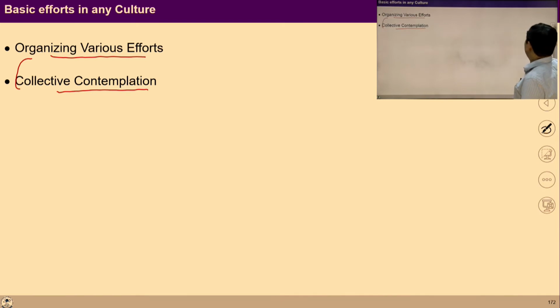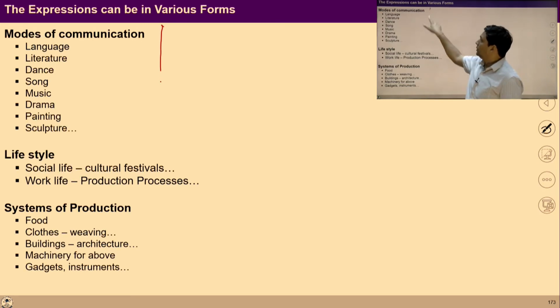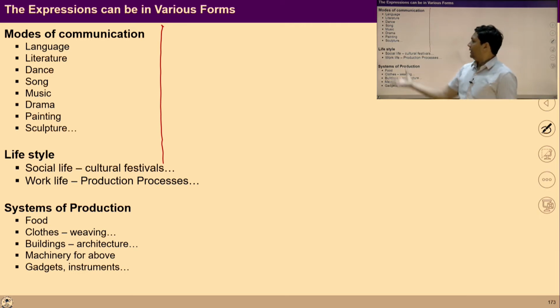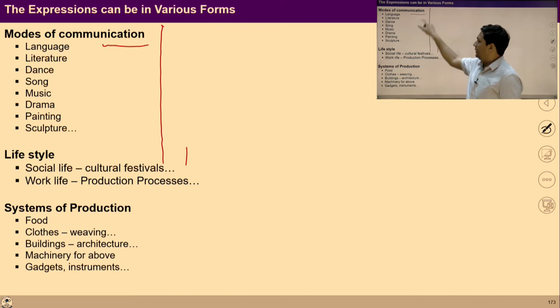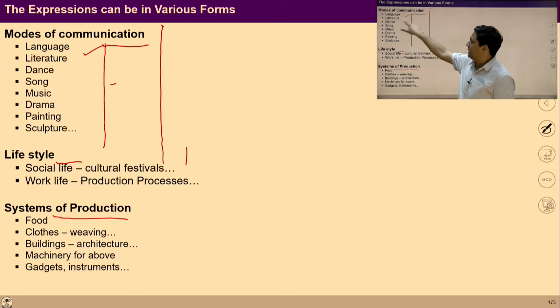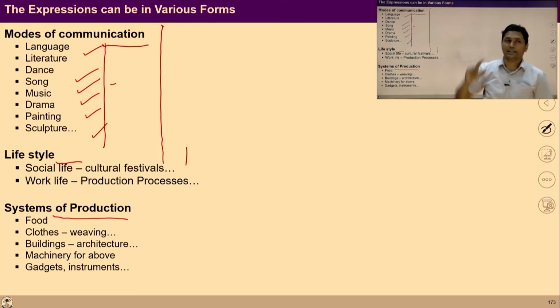So now we are going to study modes of communication. Many types of communication are held in a culture, and the purpose of this communication is to give you insight, to give you the philosophy of a culture. So what are those modes? Modes of communication, lifestyle, system of production, etc. If you see modes of communication: language, literature, dance, song, music, drama, painting, sculptures, etc. are used to convey feeling and thought.